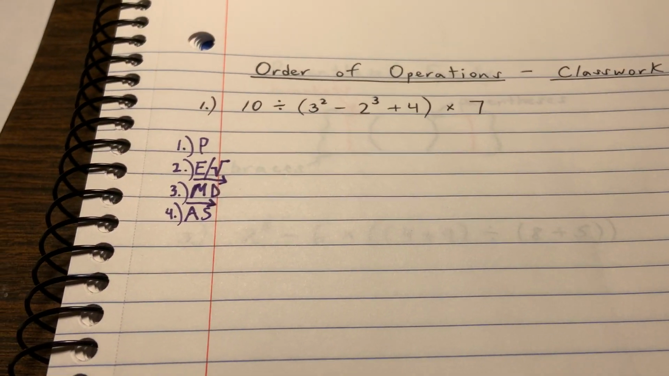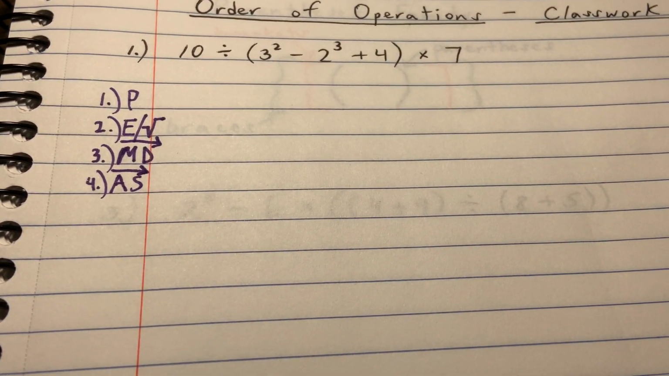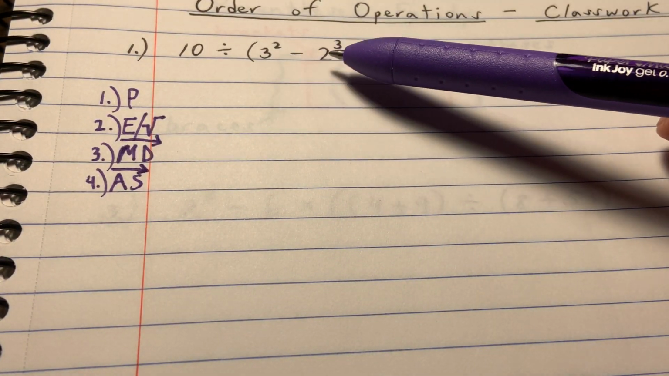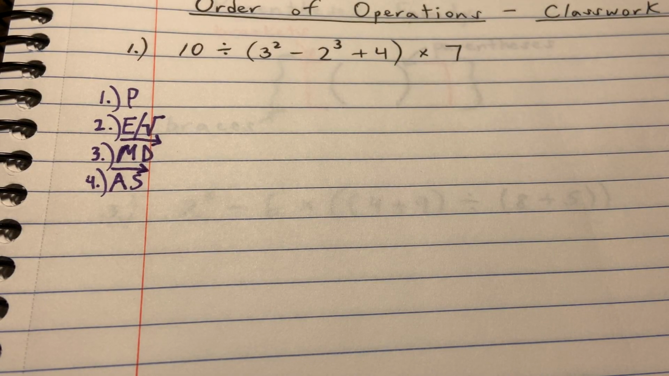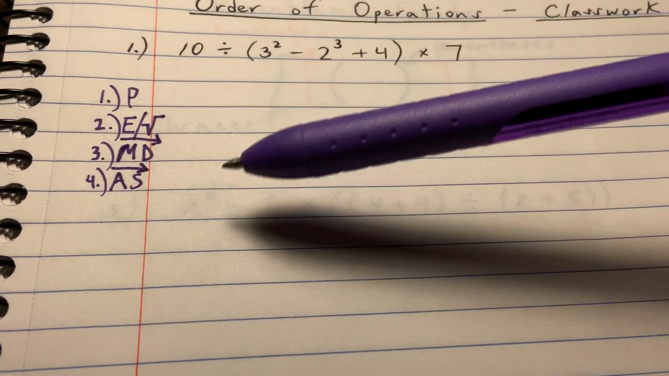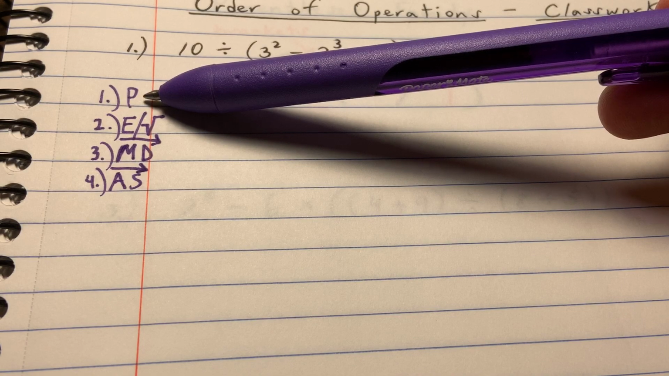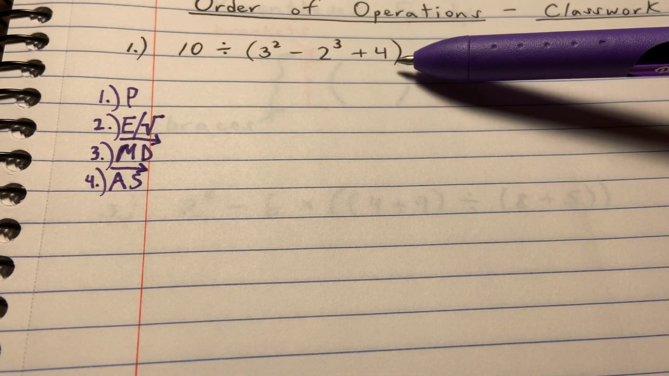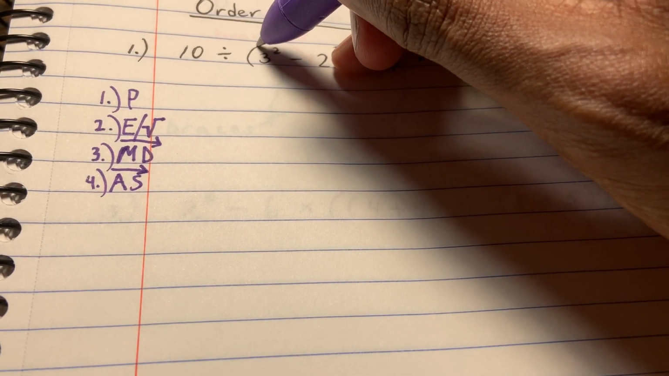So, number 1 says 10 divided by, open parentheses, 3 squared minus 2 to the third power plus 4, close parentheses, times 7. Students will look at that and say, I don't know what to do. Very simple. Look here. Step 1 says P, parentheses. Do you see parentheses in the problem? The answer is yes, you do. The parentheses are right here.